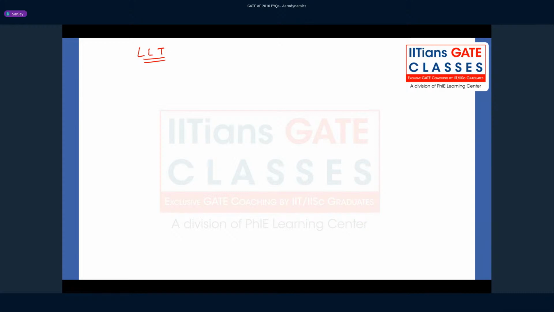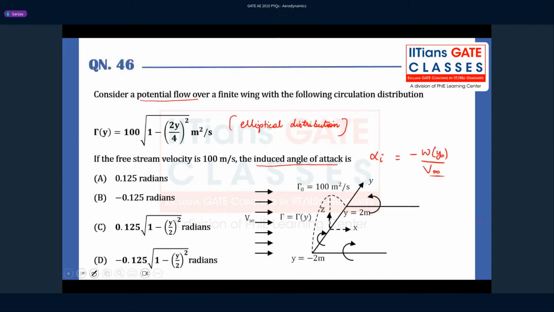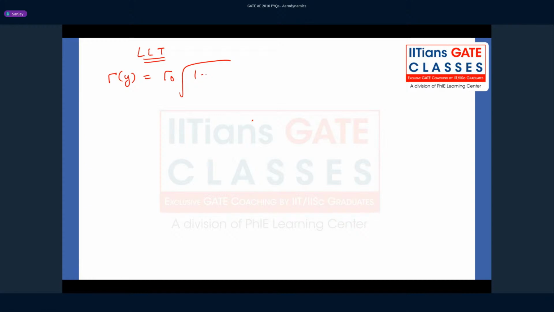Okay, so you are given the elliptical distribution of circulation. So let's consider a general elliptical distribution of circulation, gamma of y, which is equal to gamma naught, okay, gamma naught into square root of 1 minus (2y by b) the whole square. Okay, this is a general distribution of circulation. It is an elliptical circulation distribution. So it is known as EDC. Okay, elliptical distribution of circulation.